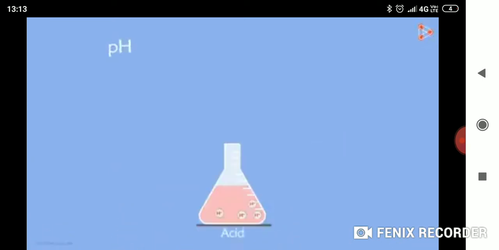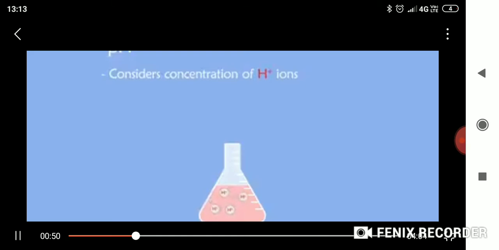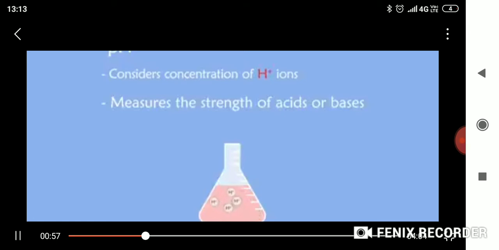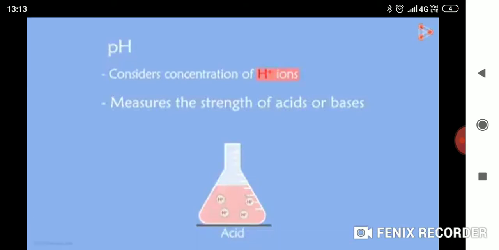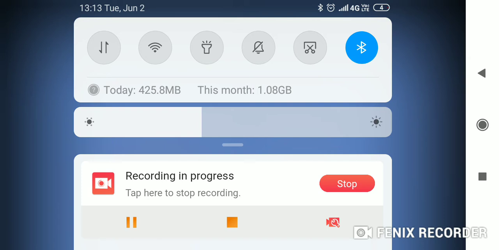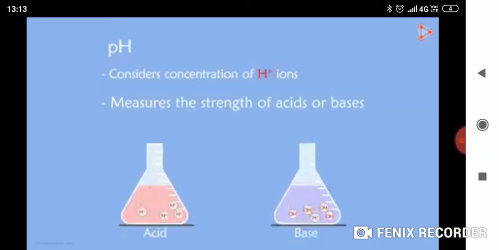The pH takes into account the concentration of H+ ions in the solution. Yes, the pH measures the strength of acids and bases. But you'd probably be thinking that if pH only considers the concentration of H+ ions, how can it tell us how strong a base is? Remember, bases also contain H+ ions. Just that the concentration of H+ ions is far lower than that of OH- ions, so low that they are generally ignored.